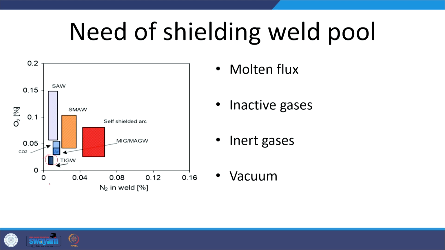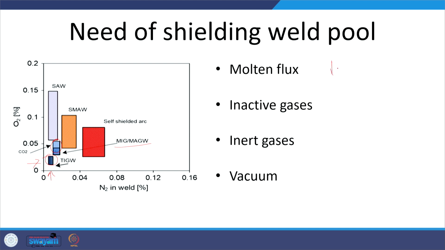Here you can see the TIG offers the minimum oxygen and minimum nitrogen content in the weld metal. Okay, and the MIG or the MAG welding offers a little higher oxygen and lesser nitrogen content. So the MIG is the next cleanest, the second best clean welding process with regard to the oxygen and nitrogen content in the weld metal.